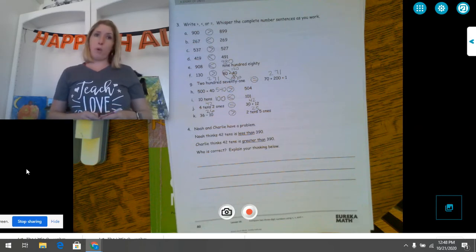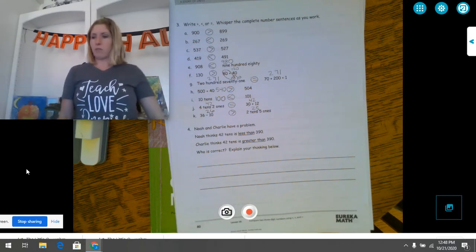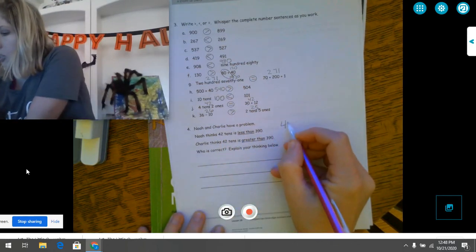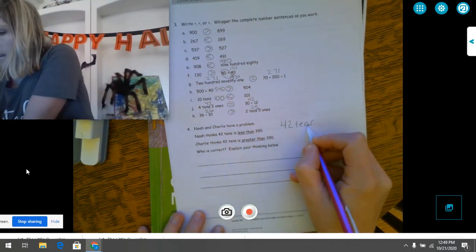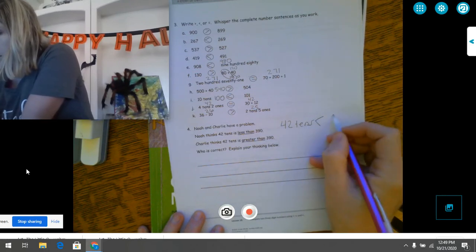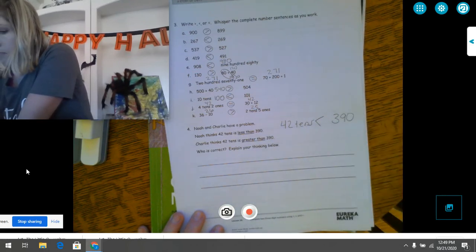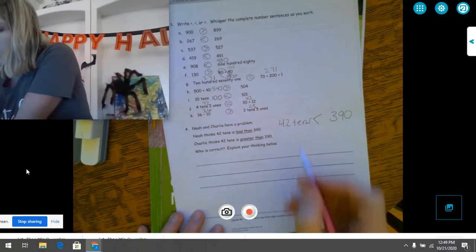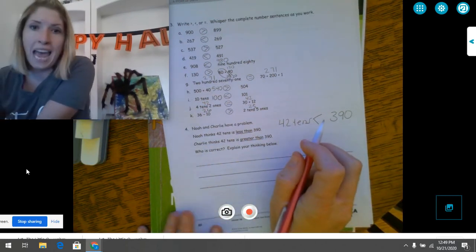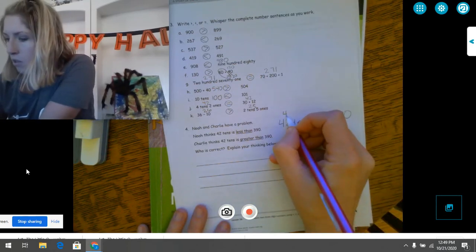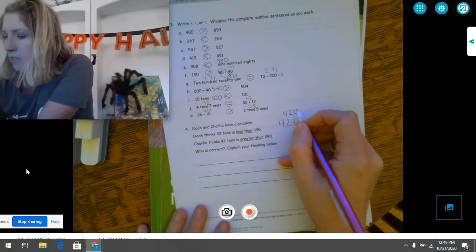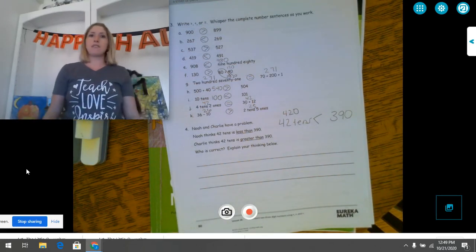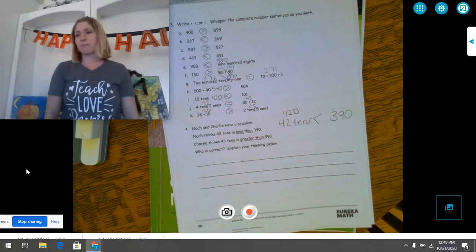Well, let's help Noah and Charlie figure out what's happening here. So Noah thinks 42 tens is less than 390. Okay, and Charlie thinks the opposite. So let's look at this one first. How much is 42 tens? Well, you put the 42 and you add the 0 on the end, right? So 42 tens is 420.